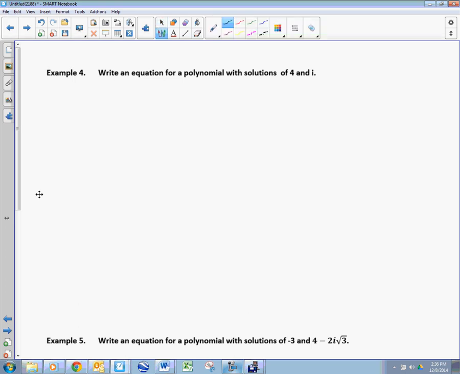All right, we'll try an easy problem for you. Write an equation for a polynomial with degree 3. What we're going to do is take the solutions and use those solutions to write an equation for a polynomial. So it has degree 3. If it has degree 3, how many solutions does it have? 3. I know one of them is 4. I know another one is i. What would the other one be? Negative i. Why? The other one is always the conjugate.